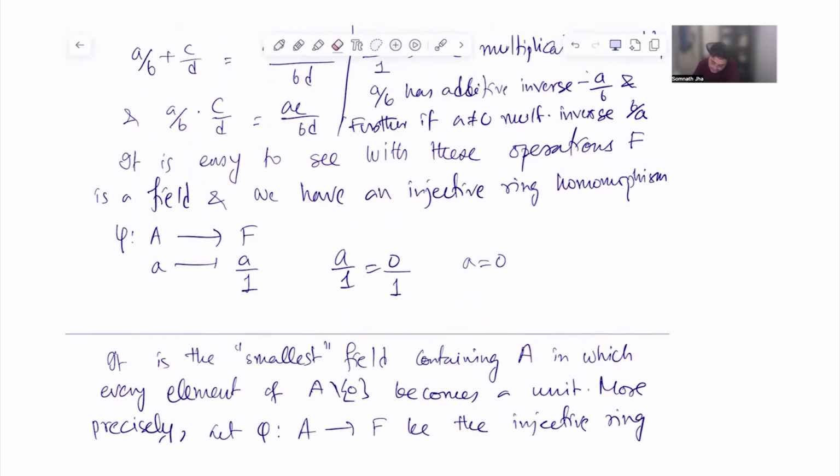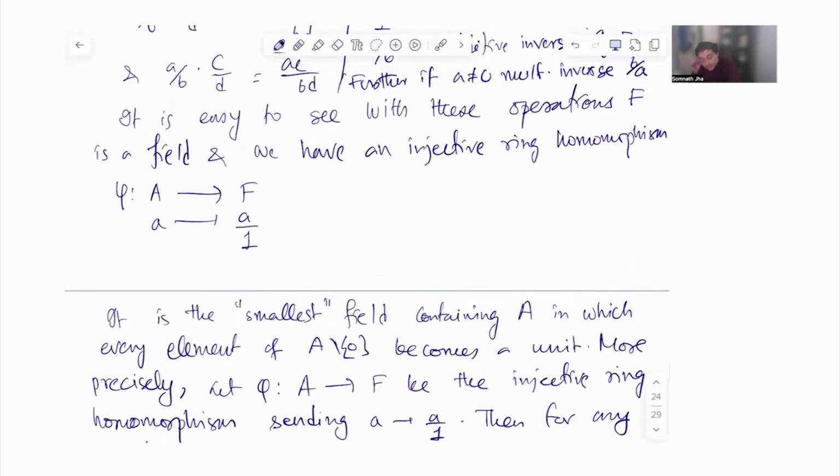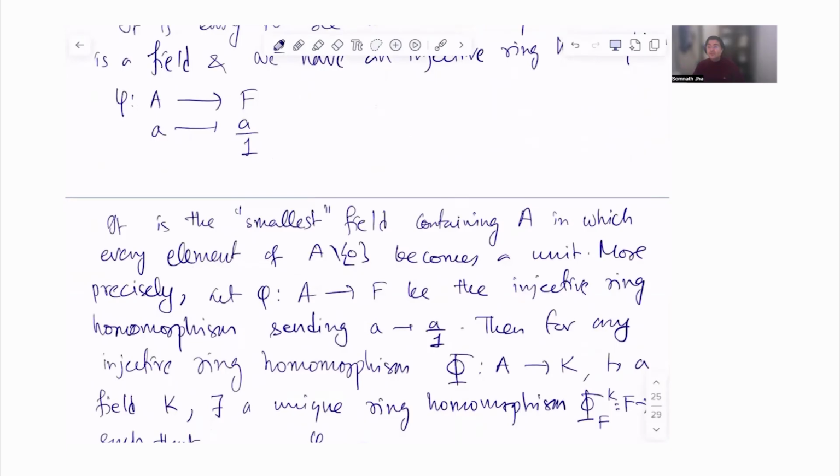So this ring homomorphism is really injective. You can check, and so this is a field. In some sense, we can say this is a field containing this ring, and this is the smallest field. So in some sense, the definition is the smallest field containing this integral domain, and it is smallest in the following sense. You can make it more precise: if you have any ring homomorphism phi to any field.